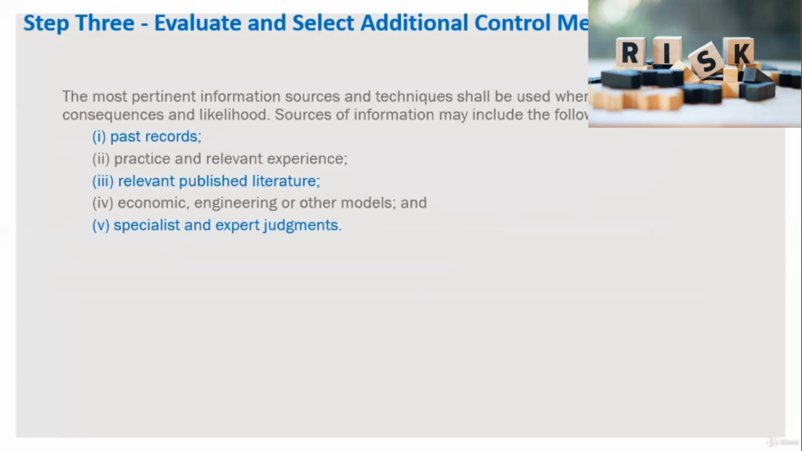Evaluate and select additional control measures. Why do we need additional control measures? Based on past records, practices, and relevant experience from the previous company or the same company, relevant published literature, like how much risk a newly identified chemical carries. Based on that, the safety data sheet provided by the company is published literature. Then economic, engineering, and other models. So how we can do control measures depends on the financial condition of the company, the technological advancement of your company, and other models, which can be a manual model or other things, and specialist expert judgment.